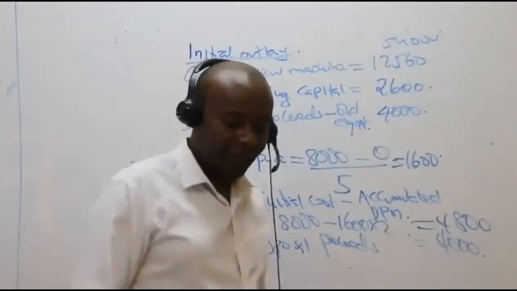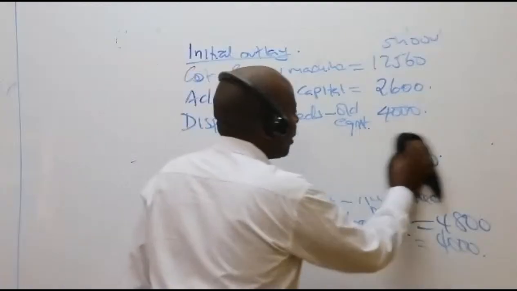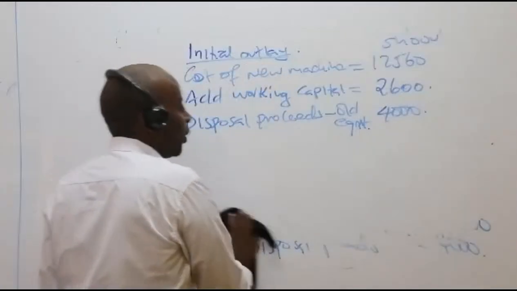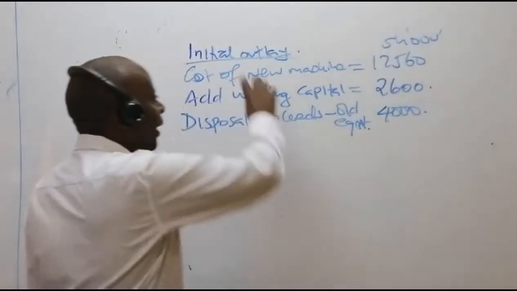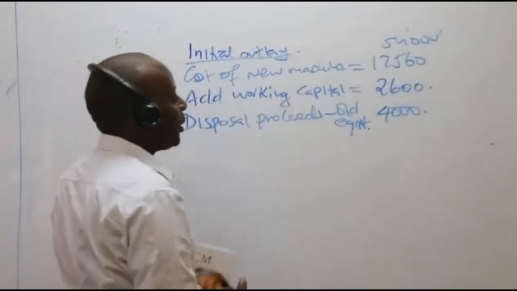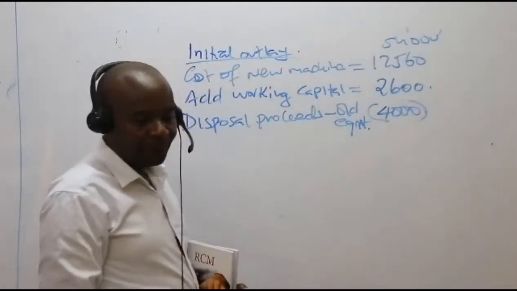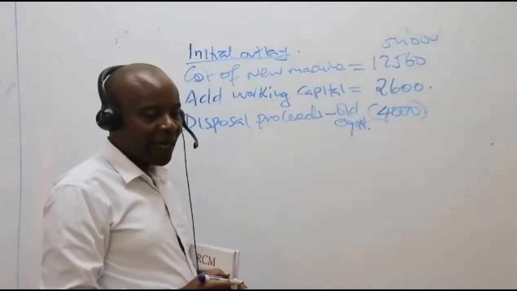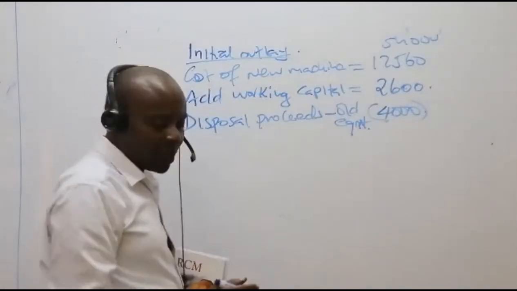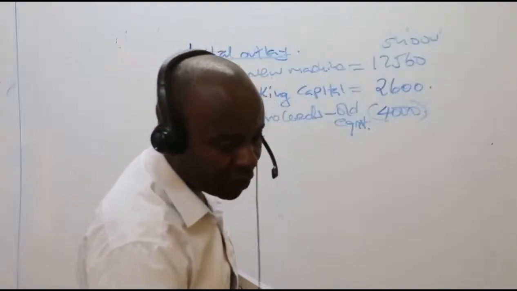Okay, great. So then, ladies and gentlemen, we have here disposal proceeds of the old equipment, 4,000, because you're putting it in a cost statement, the initial outlay statement. Then this one here should be put in brackets like that. Right. After that, ladies and gentlemen, of course, I expect you to come and capture something that most of us will forget.